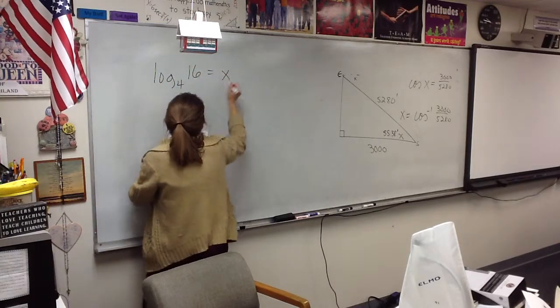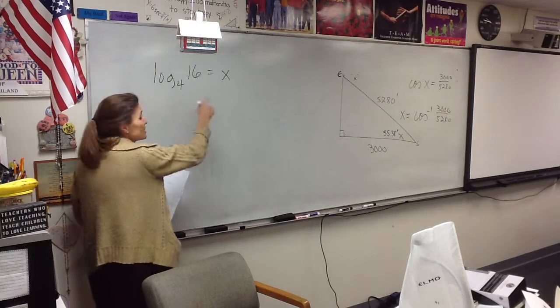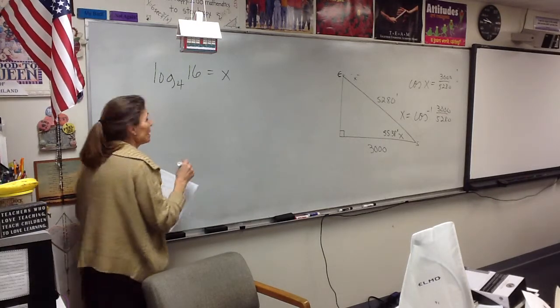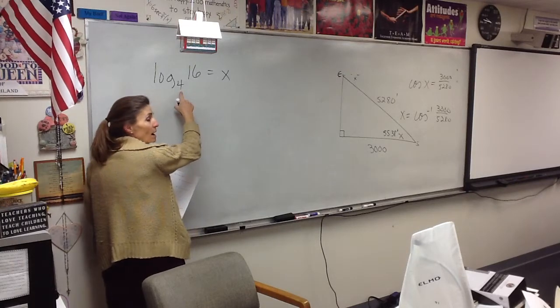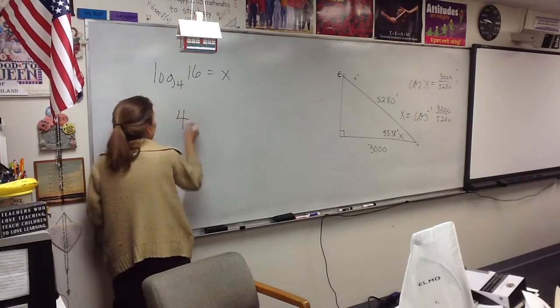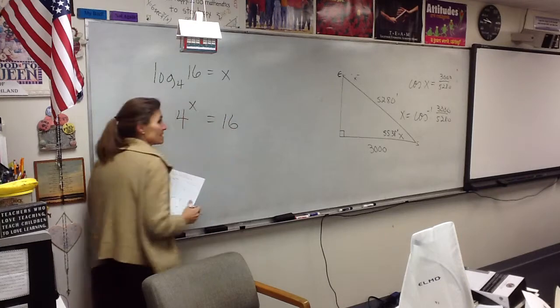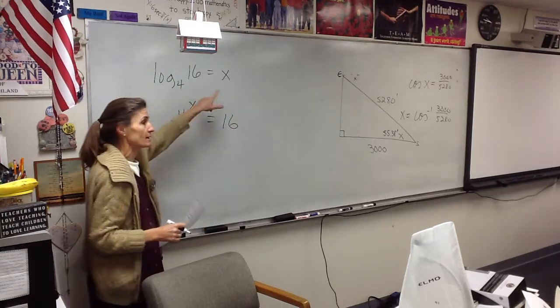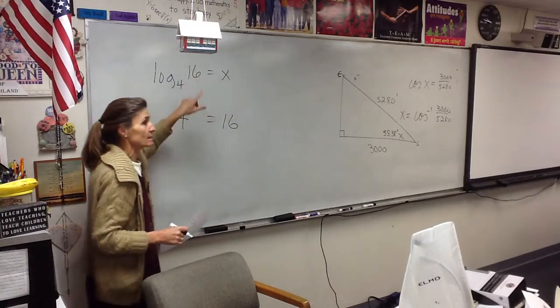Let's talk about this. When we change this to an exponent, this number's kind of on the bottom, right? It stays on the bottom. 4 to the x equals 16. That's the way we write this.